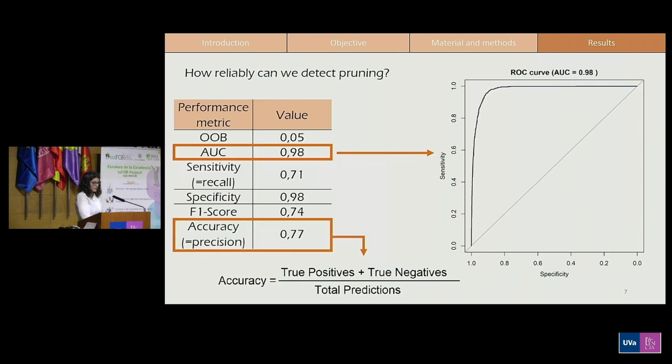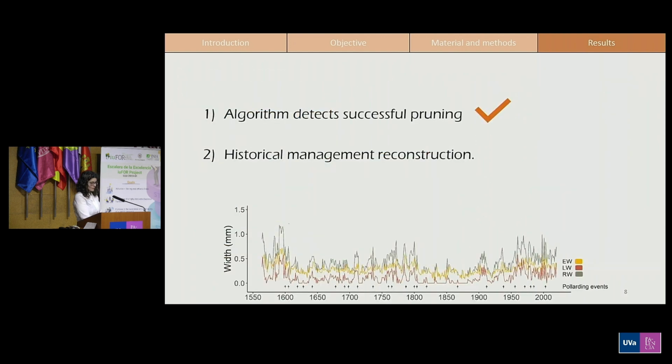We validated the algorithm using two metrics. Area under the curve is a measure of the model's ability to distinguish between positive and negative cases, and the result is 0.98, which is a good value. Accuracy measures the proportion of correct predictions in relation to the total, and we obtained 0.77, which is also a good value. With these results, we can affirm that the algorithm detects pruning satisfactorily.